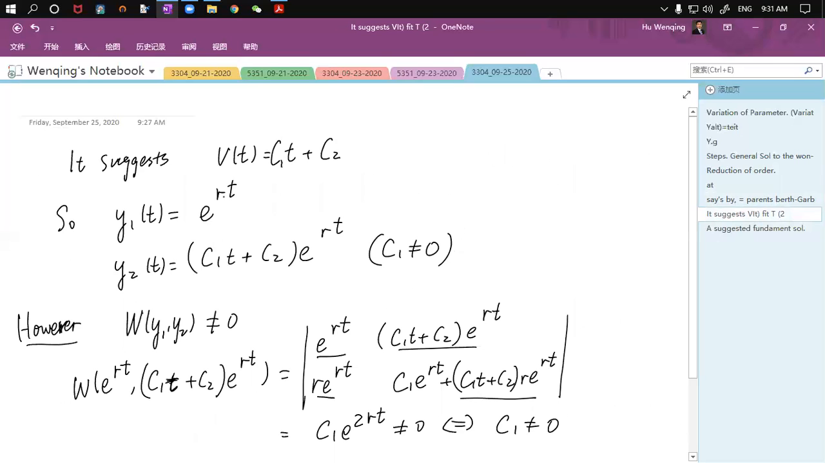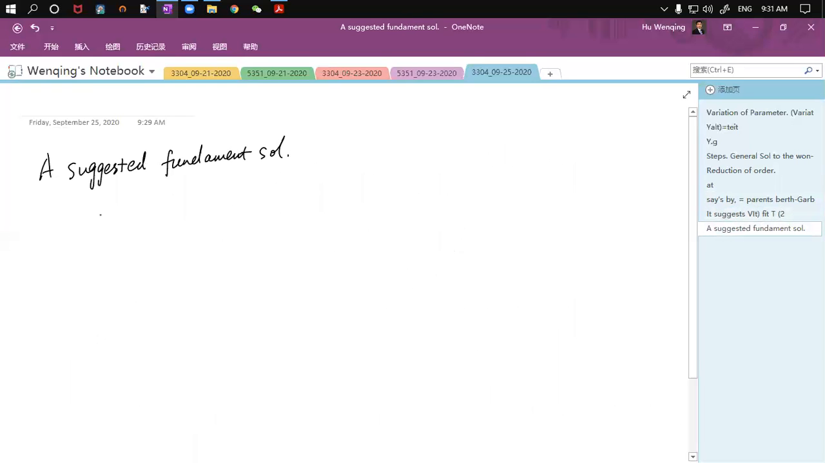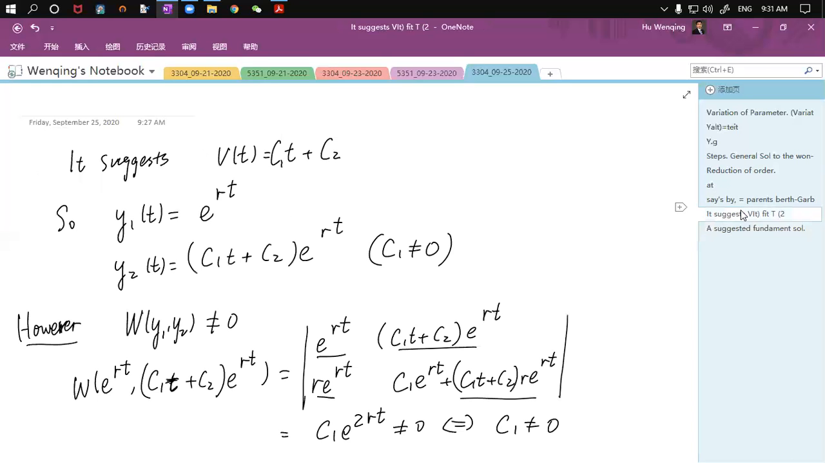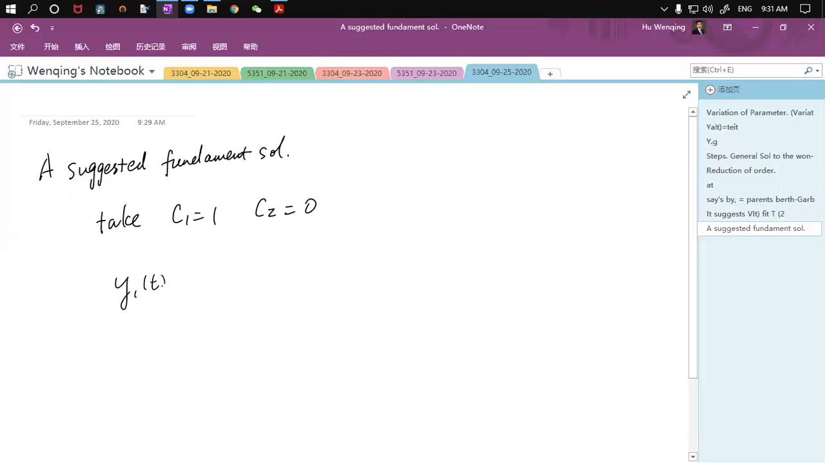And what's your good guess? Well, this theory tells you that the second solution can be guessed from a very general class of solutions, where the factor here is c1t plus c2. So no matter which one you take. For example, let's say you take c1 equal to 1 and c2 equal to 0. Then you're going to get your solution. The y1 of t is e power rt. The y2 of t is t times e power rt. That recovers the golden principle, right? So we recover the golden principle.